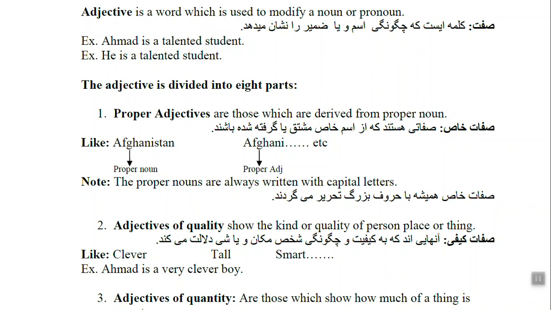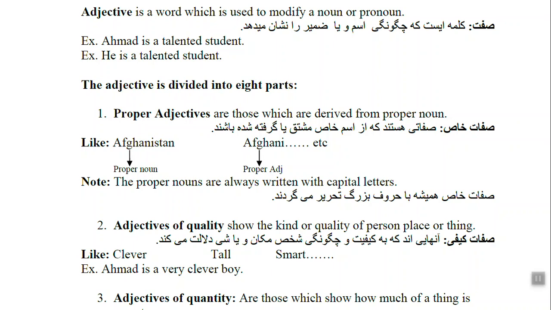Note, the proper nouns are always written with capital letters. The proper nouns are always written with capital letters, and it's worth mentioning that the proper adjectives are also always written with capital letters, because they are derived from proper nouns.